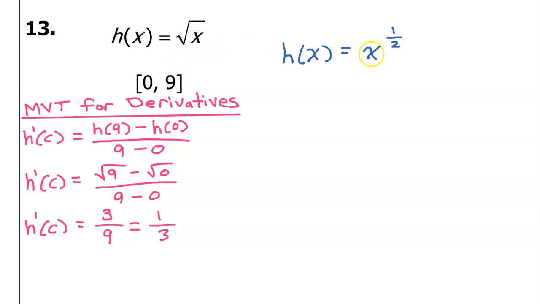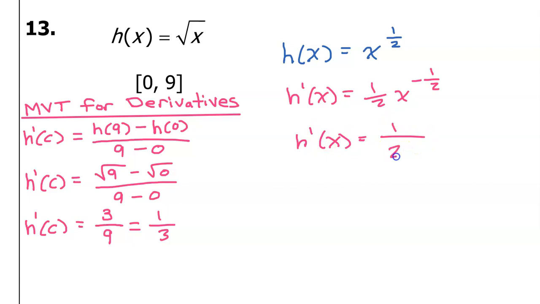Remembering that the square root of x is the same thing as x to the 1/2 power, h prime of x will equal 1/2 x to the negative 1/2 power. But this is the same thing as 1 over 2 times the square root of x. In that case, h prime at c will be 1 over 2 times the square root of c, which should equal 1/3 for some value c. We just need to solve for c.